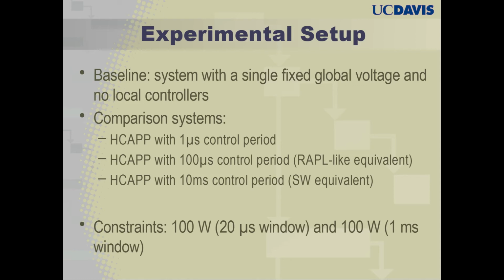And we defined two constraints for the system. So we said two power limits, a 100 watt 20 microsecond window power limit and a 100 watt with a 1 millisecond power window. And with all this framework set up, now we could run our simulations and get the results. And let's take a look at those.